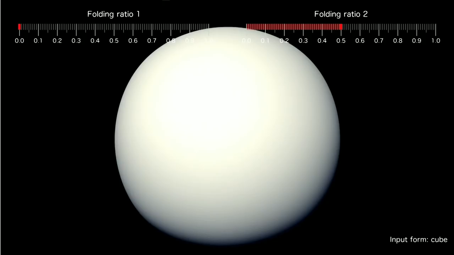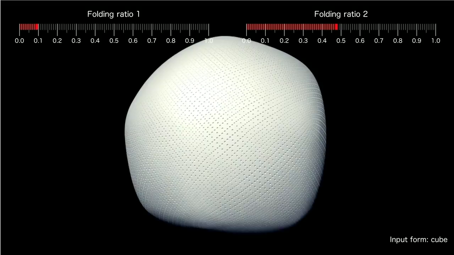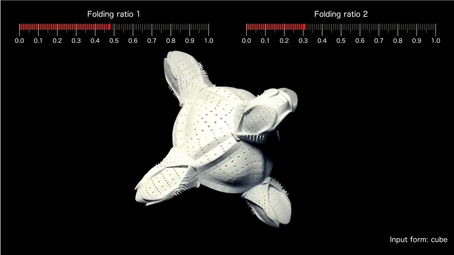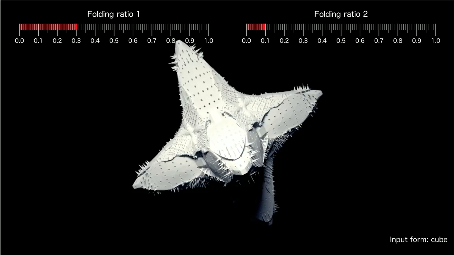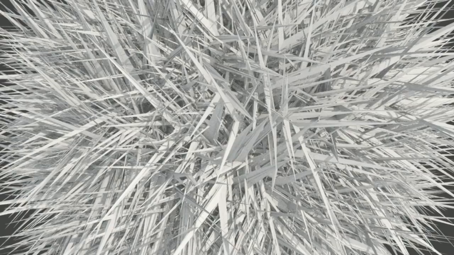In general, if we make a small change to the folding ratio, which is what you're seeing here, then the form changes correspondingly. But that's only half of the story. 99.9% of the folding ratios produce not this, but this. The geometric equivalent of noise. The forms that I showed before were made actually through very long trial and error.